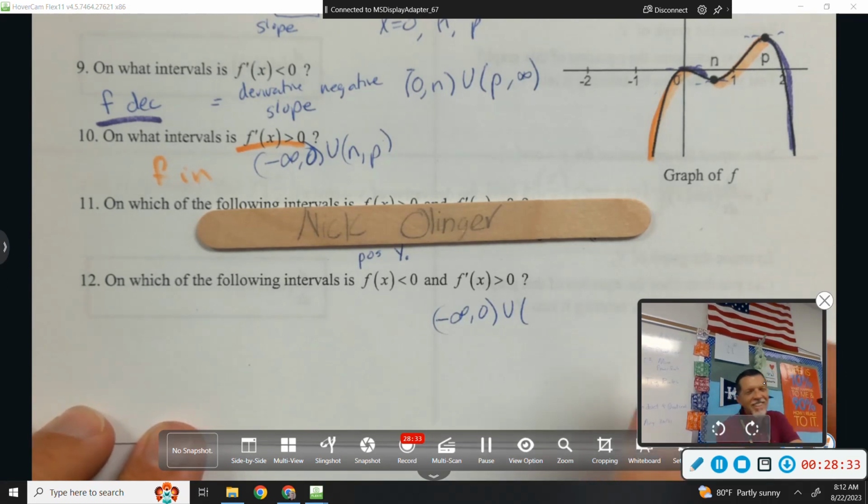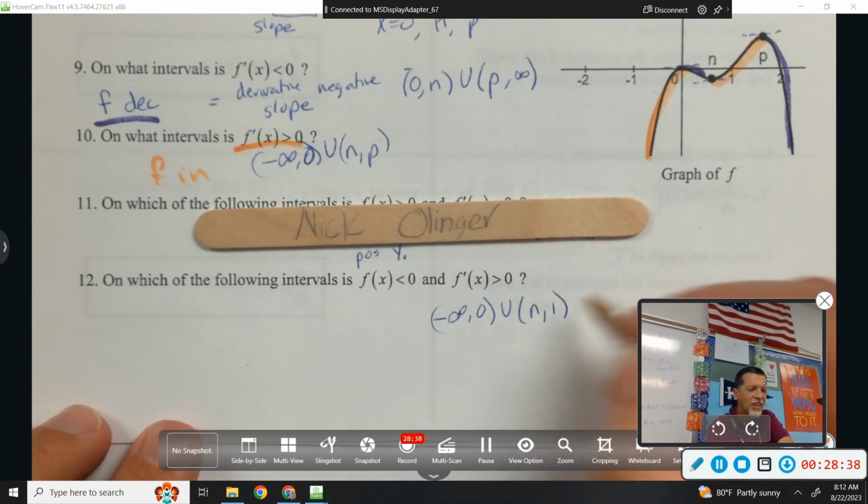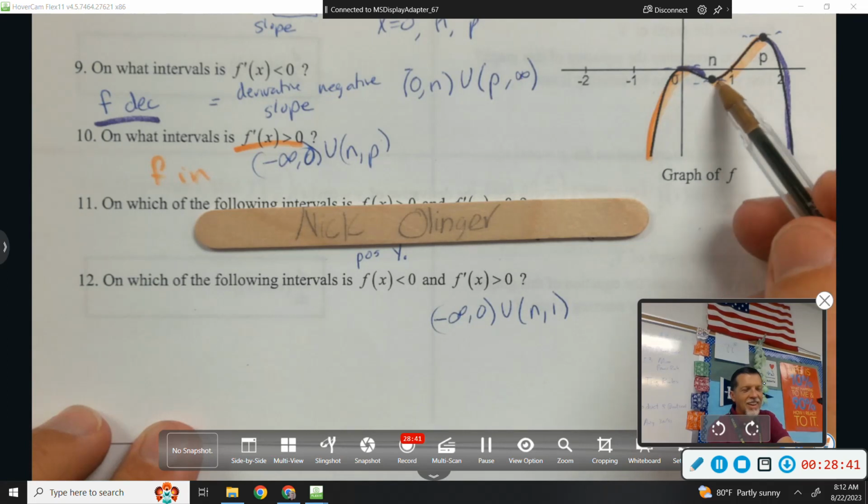Quinn, what's the other interval? Into 1. You okay, Nick? You see where that is? Yeah. Below the axis, but we're increasing.